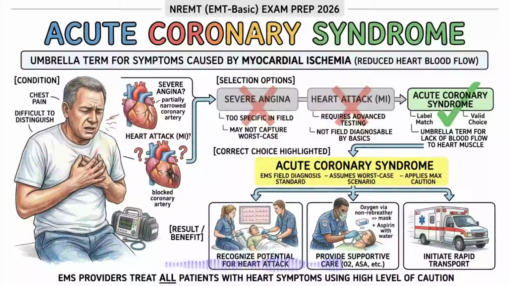Because it is impossible to distinguish between severe angina and a true heart attack in the field without advanced testing, EMS providers use the umbrella term acute coronary syndrome. Acute coronary syndrome refers to any group of symptoms caused by myocardial ischemia, prompting you to treat all such patients with the same high level of caution.